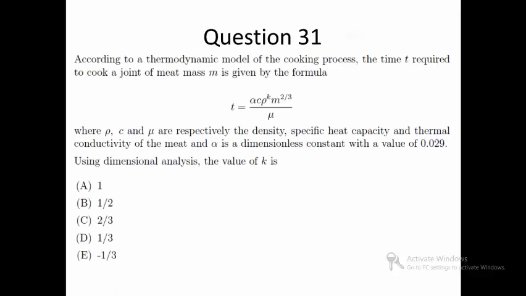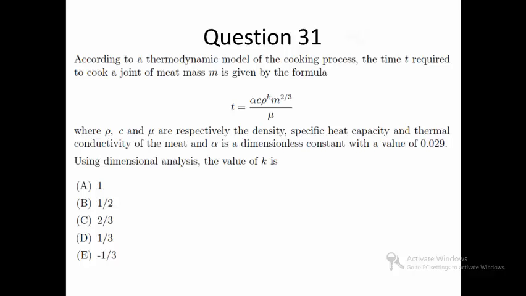Question 31. According to a thermodynamic model of the cooking process, the time T required to cook a joint of meat mass M is given by the following formula. Rho, C and mu are respectively the density, specific heat capacity and thermal conductivity of the meat, and alpha is a dimensionless constant with a value of 0.029. Using dimensional analysis, the value of K is which of the following?